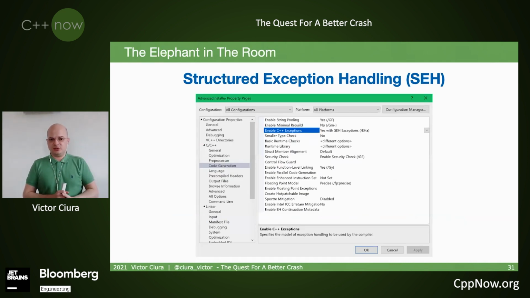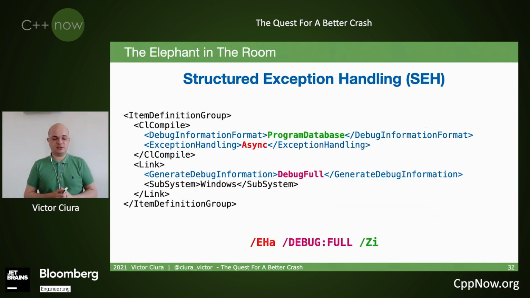In case you don't know, this option is in the code generation tab in project settings. So build with SEH exceptions or async exceptions, or in the MSBuild file, you can find it in the exception handling tag. Again, I'm mentioning here building with full debug information, and also don't run with edit and continue.